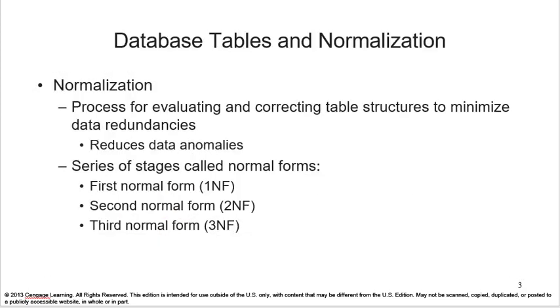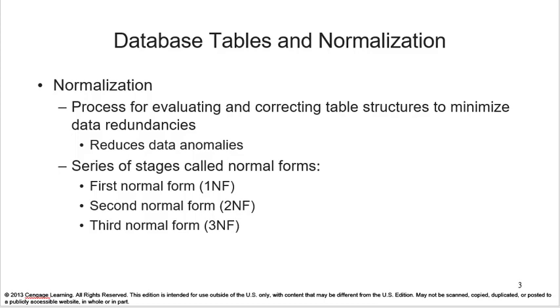So what is normalization actually? Normalization is a process for evaluating and correcting table structure to minimize data redundancies. You have to reduce your data anomalies. What are data anomalies? There are three types of anomalies. One is the update anomalies, two is the delete anomalies, and the third one is the insert anomalies.